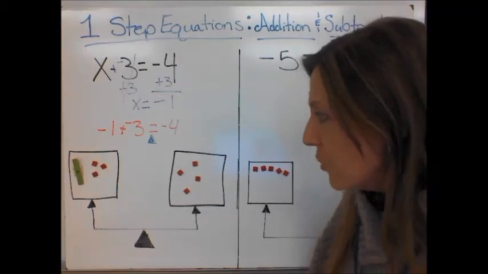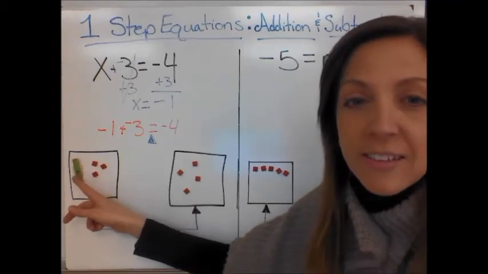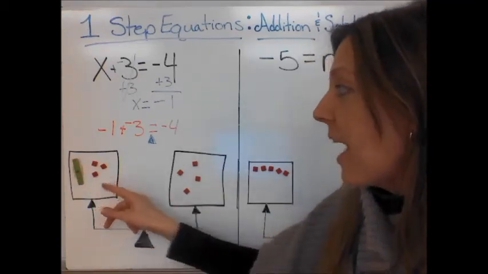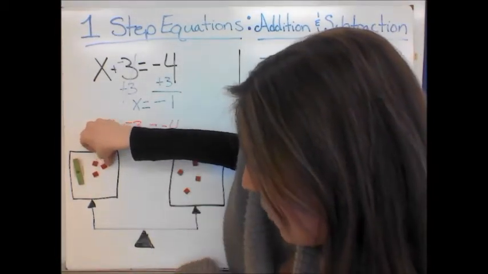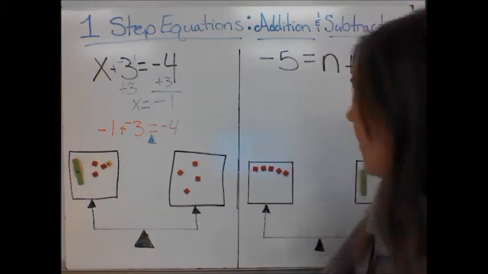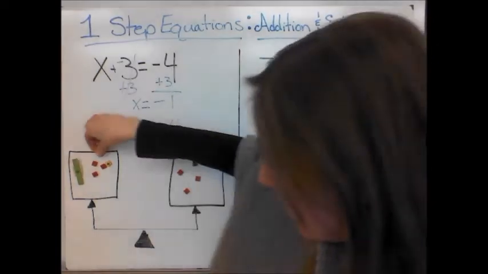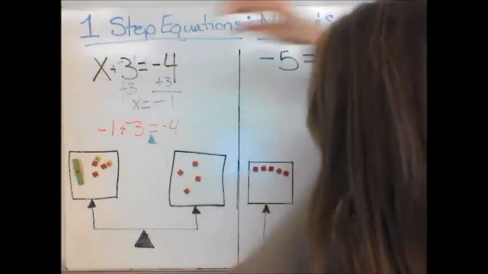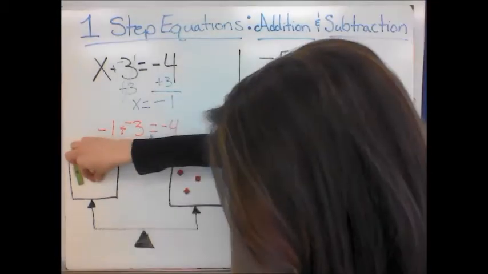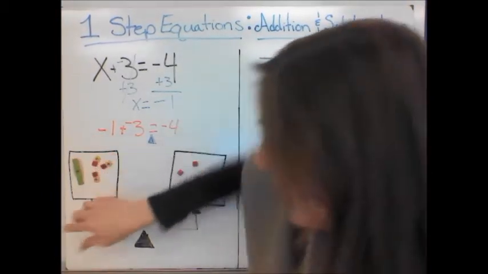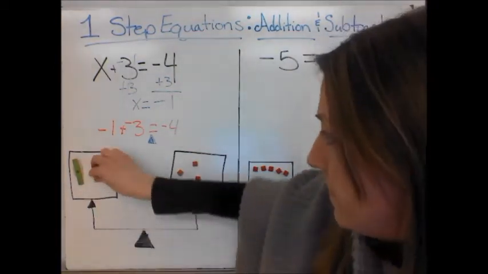Okay? So I'm going to try to get x all alone. X needs to be alone so I can figure out what x equals. So I'm going to add 3 to this side. So if I add 3, what's going to happen when I put a positive and a negative together? They are going to cancel out. 1, 2, 3. So when I add these 3, the negatives cancel out, and x is left all alone.